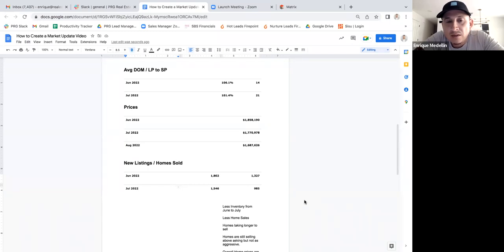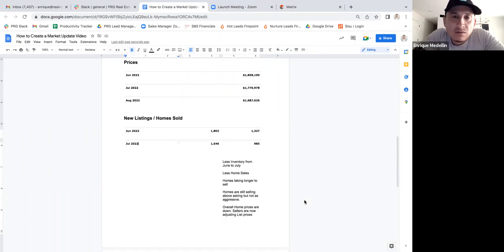We saw an uptick in inventory over the last few months, but from June to July, that rate has slowed as well. Homes are not coming on the market as fast this last month. And homes are not selling as fast, so there's still more homes sitting on the market as well. There's less sales. So what would you guys say?